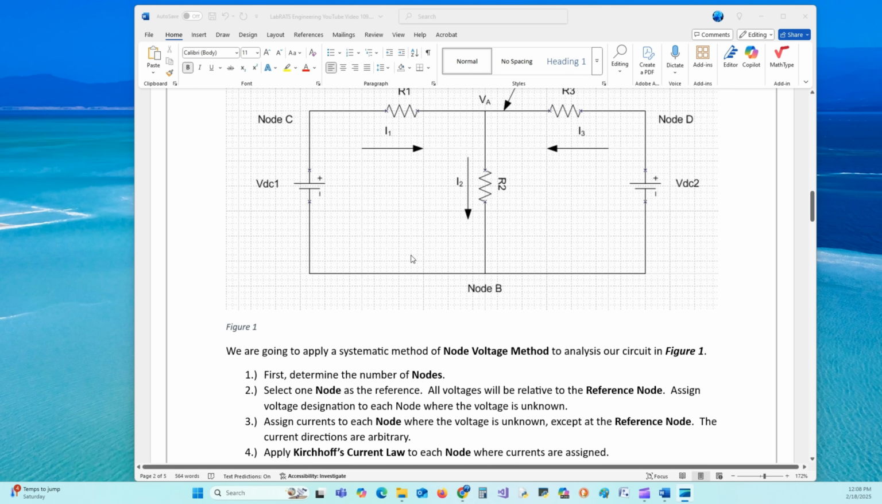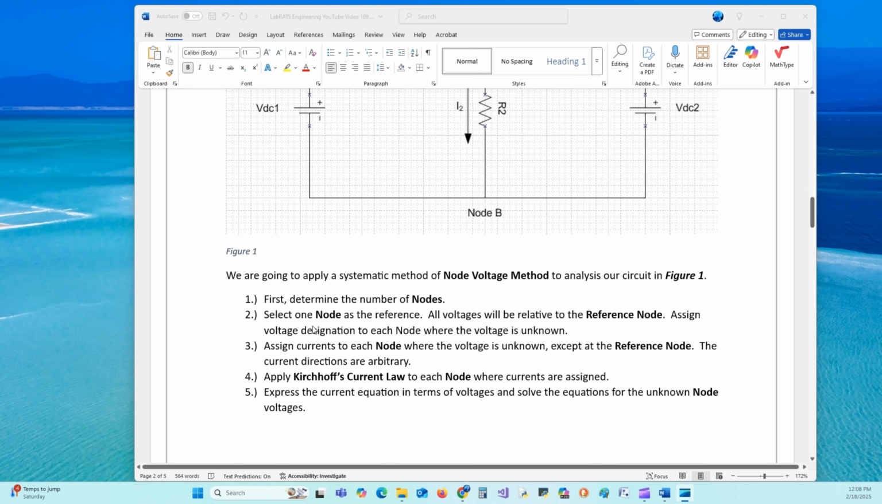First, determine the number of nodes. We have 4: 1, 2, 3, 4. Select one node as a reference. We'll select node B. All voltages will be relative to the reference node. Assign a voltage designation to each node where the voltage is unknown.